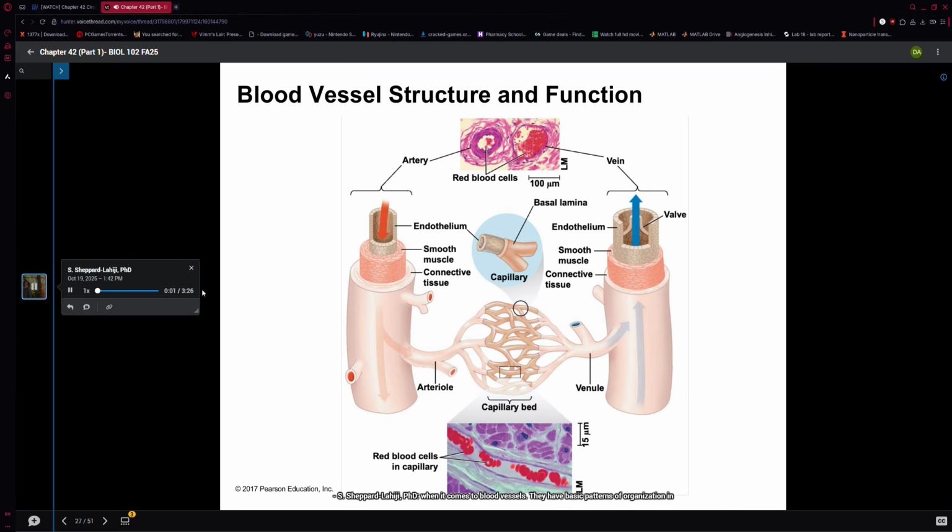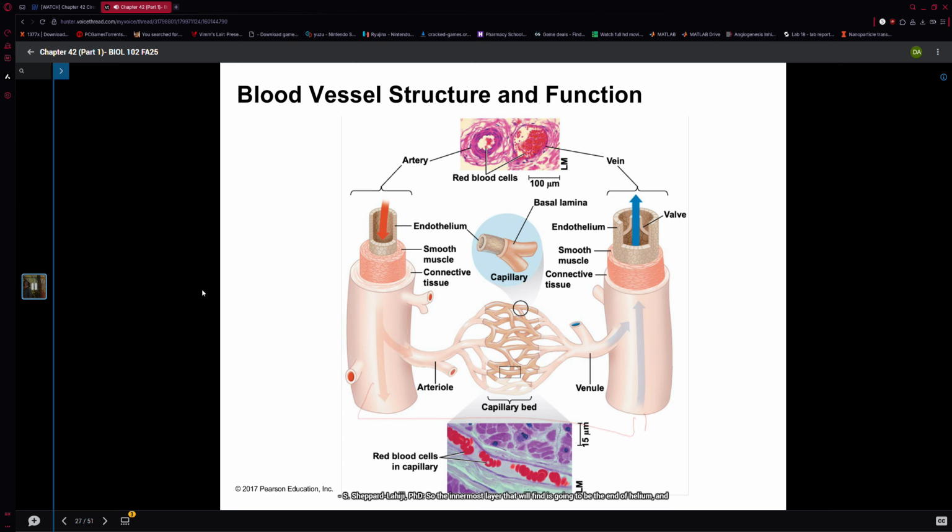When it comes to blood vessels, they have basic patterns of organization in that they're tubular and they have a lumen that's surrounded by tissue layers. When it comes to arteries and veins, they have a really similar composition, but they'll just have a varying distribution of those components.